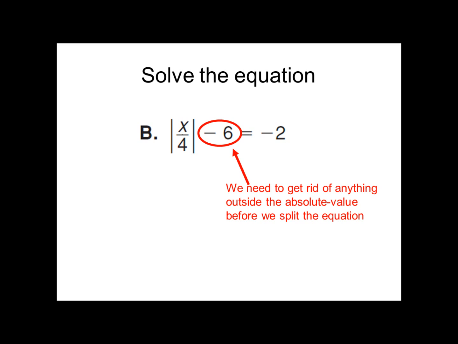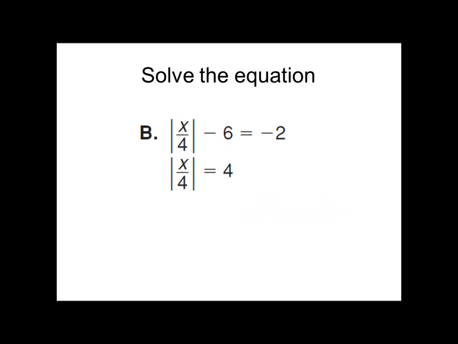Let's take a little different equation and solve it. Whenever you've got a number outside that absolute value, whether that number is subtracting, as it is here, or if it's multiplying or dividing, you always need to get rid of anything outside the absolute value before we split the equation. So I need to add that 6 over before I split the equation.